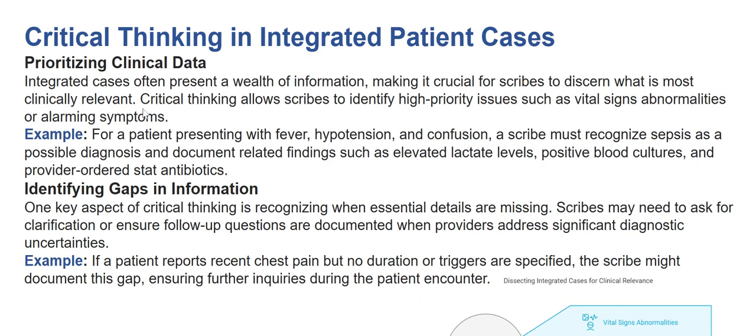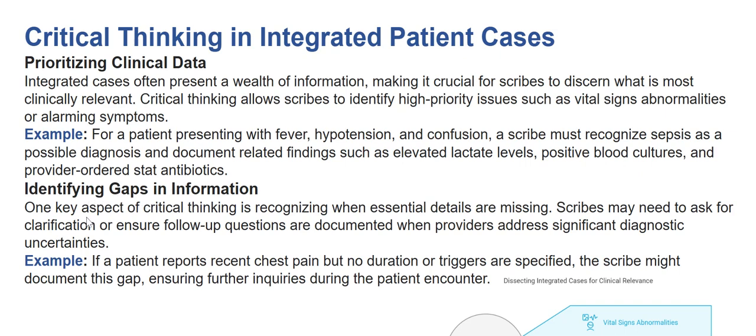Prioritizing clinical data. Integrated cases often present a wealth of information, making it crucial for scribes to discern what is most clinically relevant. Critical thinking allows scribes to identify high priority issues such as vital sign abnormalities or alarming symptoms. Example: for a patient presenting with fever, hypotension, and confusion, a scribe must recognize sepsis as a possible diagnosis and document related findings such as elevated lactate levels, positive blood cultures, and provider ordered stat antibiotics.